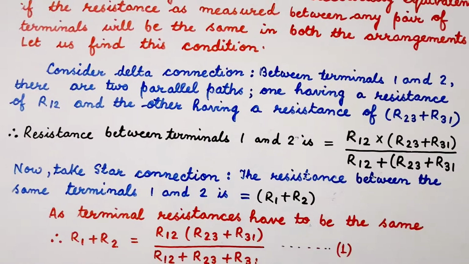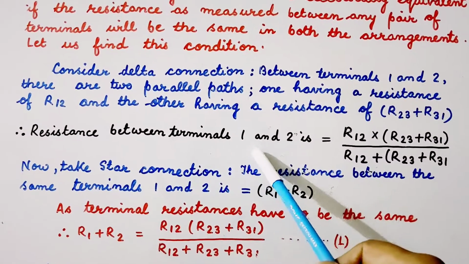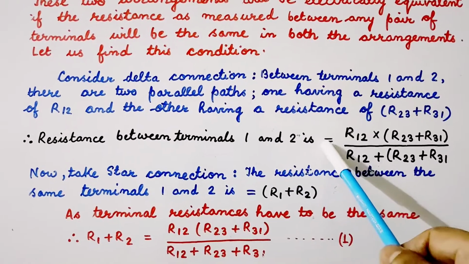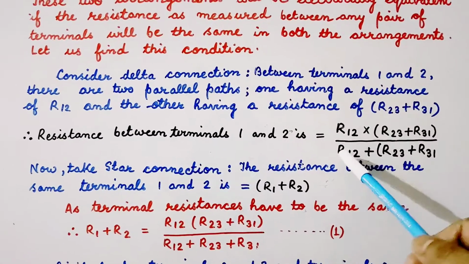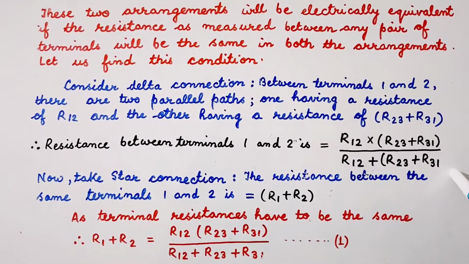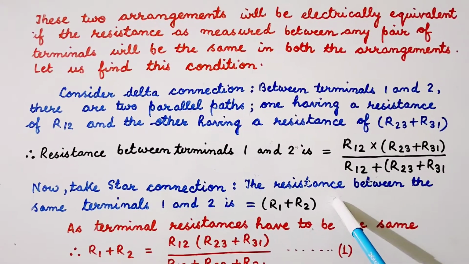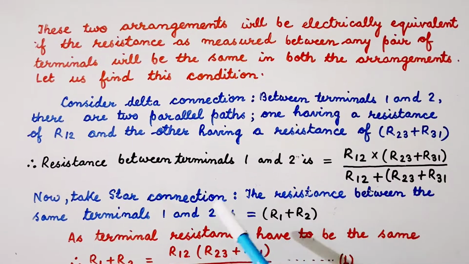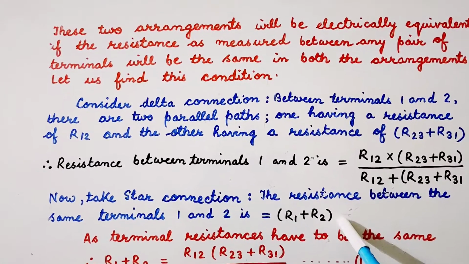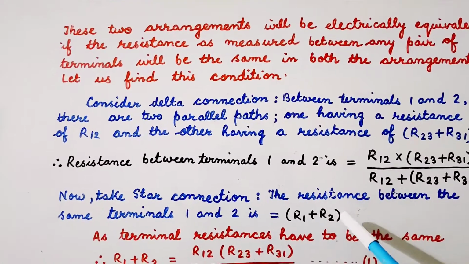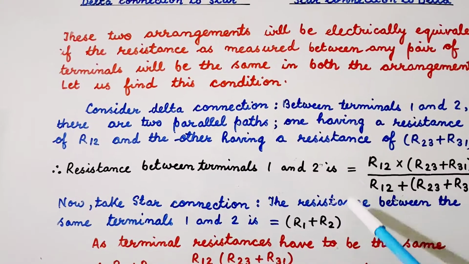So we have found out the values of the resistance between the terminals 1 and 2 in case of delta connection, which comes out to be R12 into R23 plus R31 divided by R12 plus R23 plus R31. Similarly, in case of star connection, we saw that the resistance between the terminals 1 and 2 comes out to be R1 plus R2.